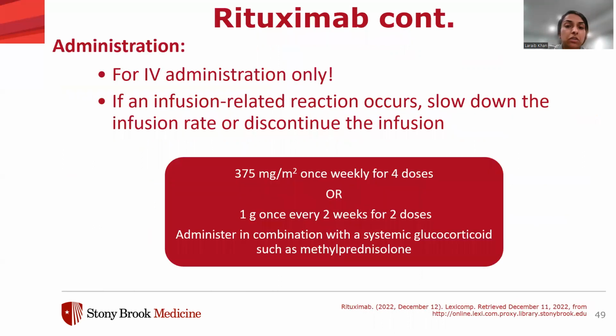And then looking at administration of rituximab pertaining to GPA. Rituximab, as we all know, is IV only. It does have the common infusion-related reactions that occur. So you want to slow down the infusion rate or discontinue the infusion if a patient develops a reaction. I have the dosing from the guidelines that's used in GPA. In terms of giving rituximab to patients that have GPA, you want to pre-medicate them with Tylenol, an antihistamine, and methylprednisolone.